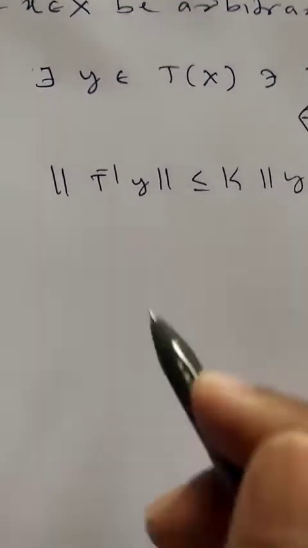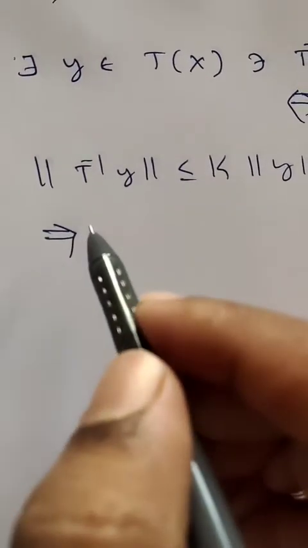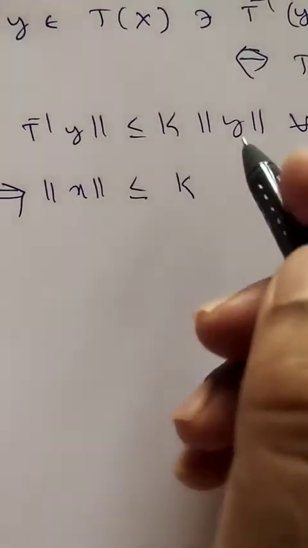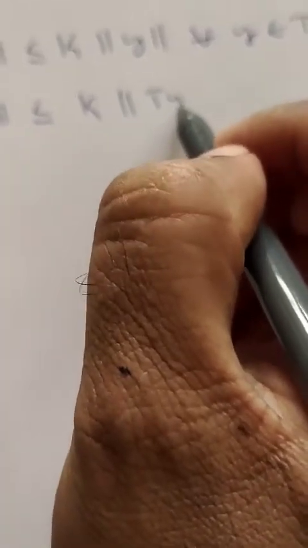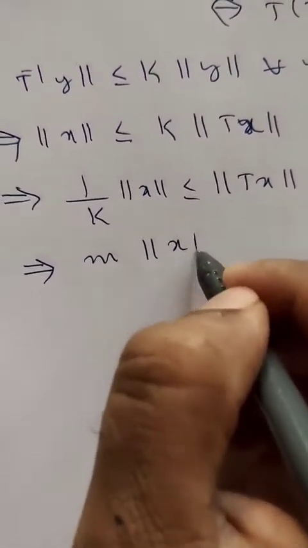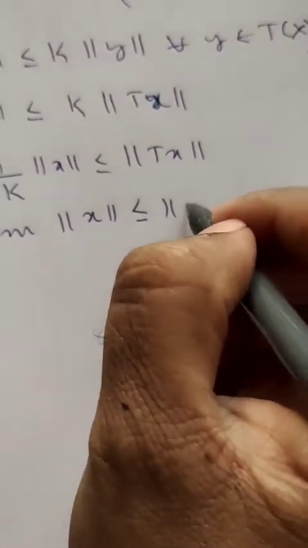So this implies, again using the same condition as above, norm of x is less than or equal to k times norm of y, where y is T of x. So this implies 1 by k times norm of x is less than or equal to norm of T of x. So 1 by k I can take as some m, so m times norm of x is less than or equal to norm of T of x. Therefore, this is the one which is proved, which is 1.